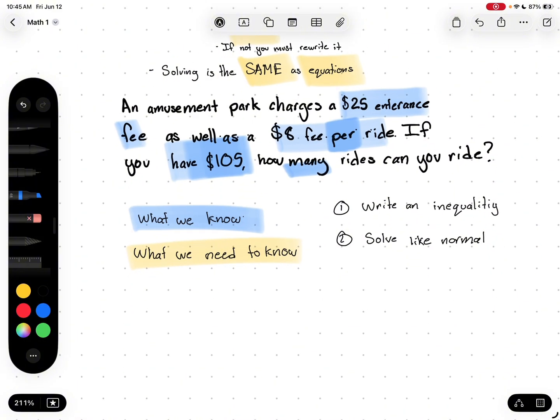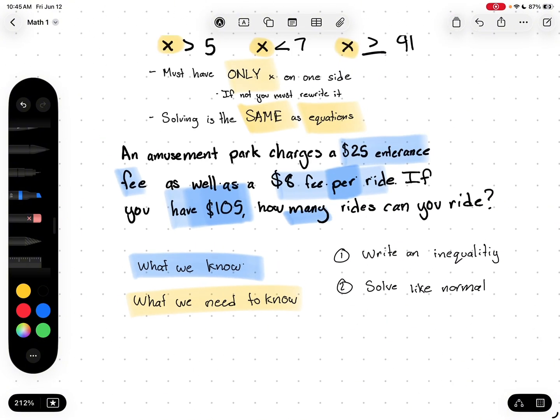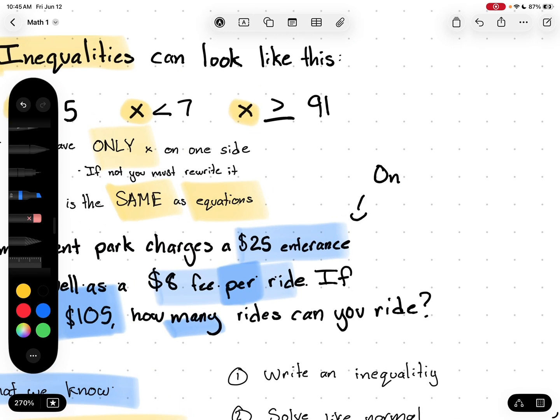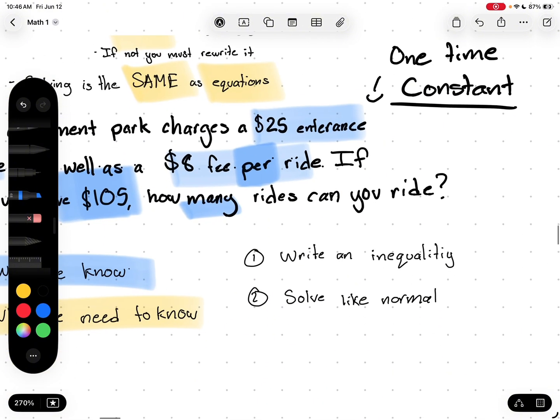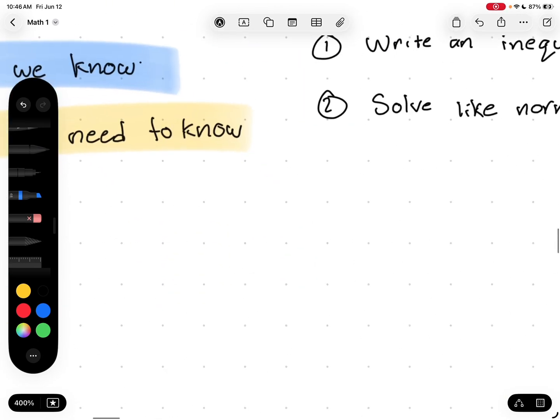So let's go ahead and just write that down. So if you do not remember, because it's an entrance fee and you only enter something once, you're paying this fee only one time. This means that it's a constant. In case you need a memory, constants are not affected by variables. And we know that we'll have $25 no matter what we will pay, even if we don't go on any rides. So let's go ahead and write down 25 here.